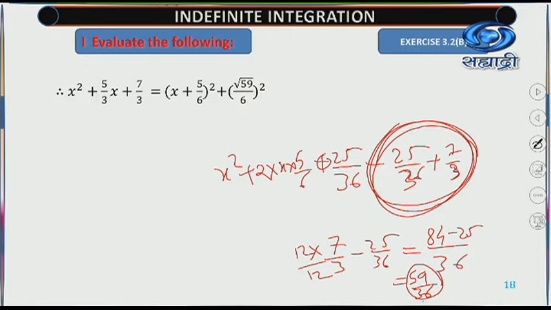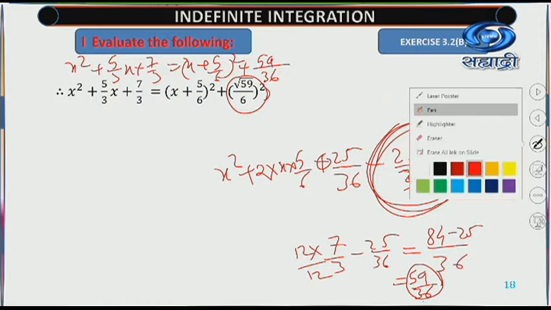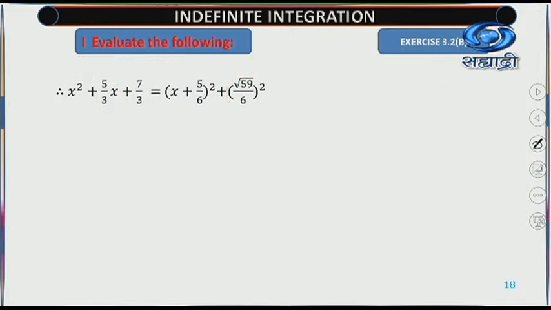So what is your previous step? The previous step will be x square plus 5 upon 3x plus 7 upon 3. This is equal to x plus 5 upon 6 square, and plus here you are having 59 upon 36. That you are able to write in terms of the square term. So you are writing root 59 upon 6 square is 36. So these are the workings behind whatever you are getting immediately here. So this is x plus 5 upon 6 square plus root of 59 upon 6 bracket square.